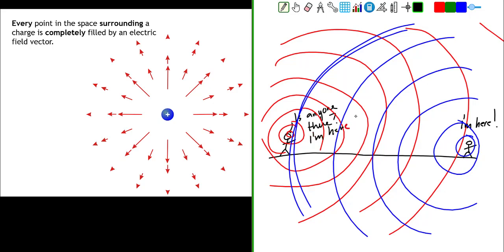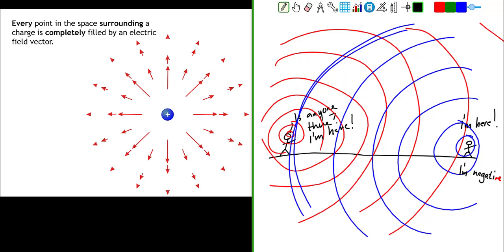Now, someone else might be out in space and they might not have heard your message yet. But because they're out in space too, they're constantly sending a message. I'm here. And I'm negative. So that person communicates what they are, where they are. You communicate what you are, where you are. Your messages are like the electric field.